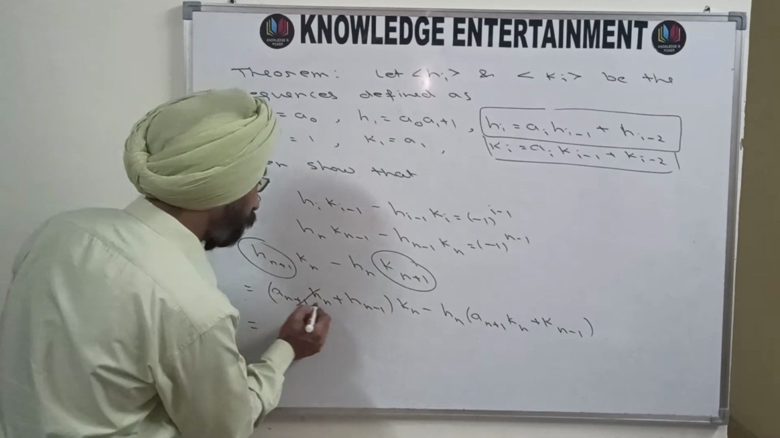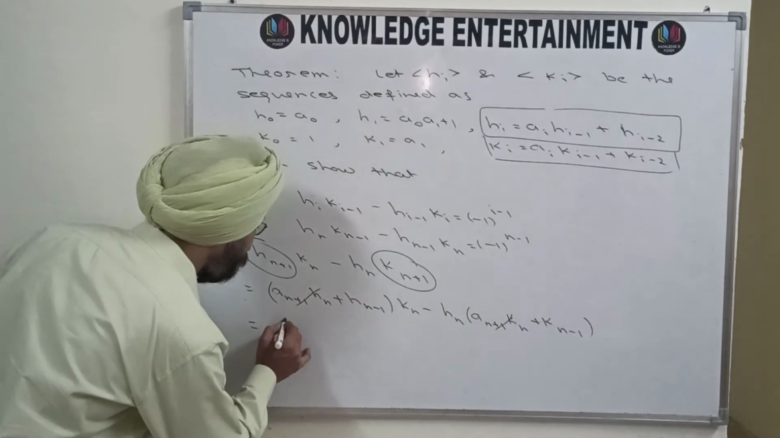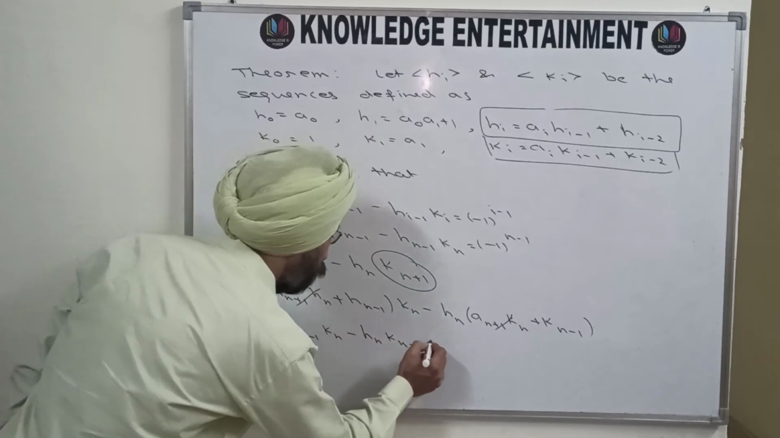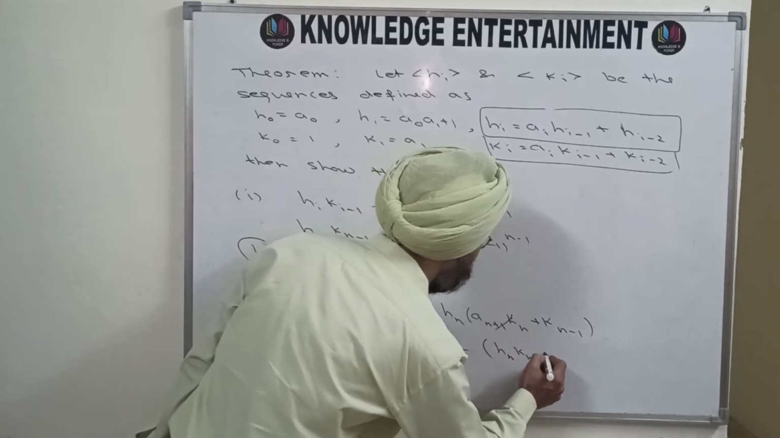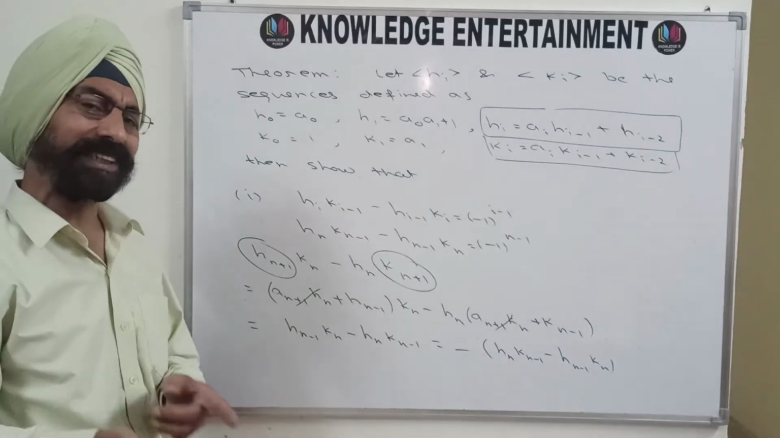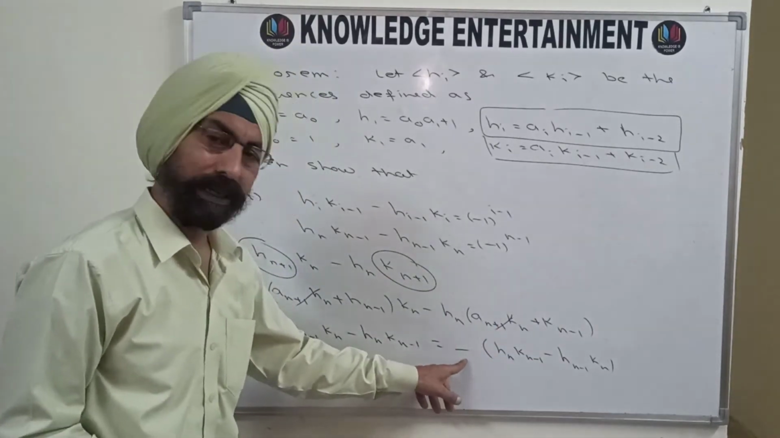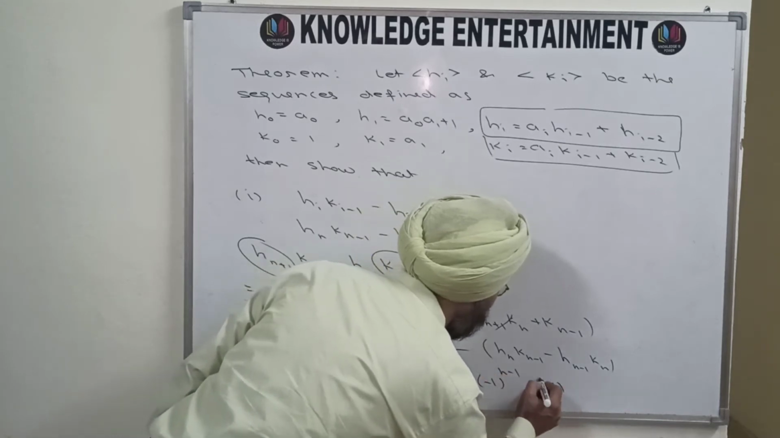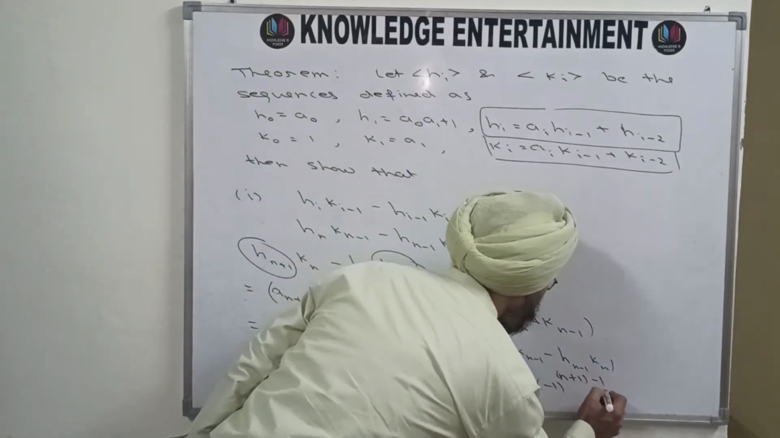So this term will be cancelled out, and the two terms you are left with are h_{n-1} k_n minus h_n k_{n-1}. You can take the minus sign common, you will get minus (h_n k_{n-1} minus h_{n-1} k_n), and from the induction's second step its value is equal to (-1) raised to the power n minus 1, and there is a minus outside also, so it is minus (-1)^(n-1), or you can say (-1) raised to the power n, or (-1) raised to the power (n+1) minus 1.